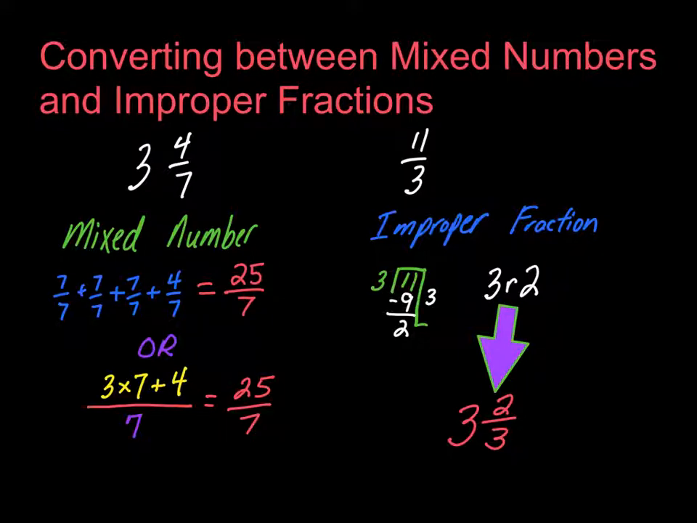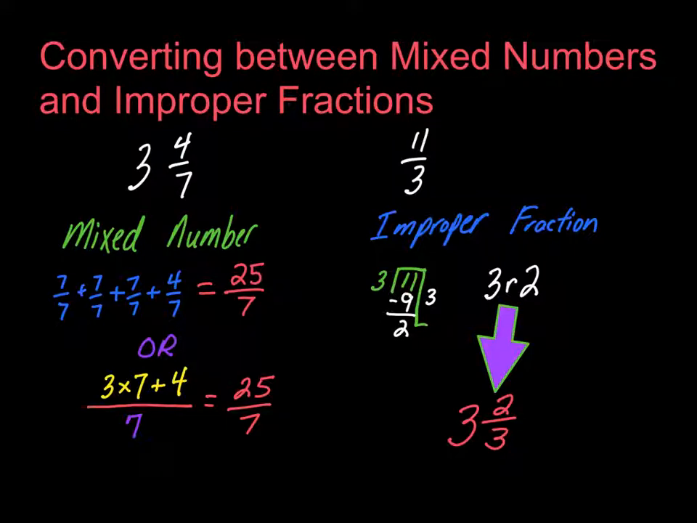Now going the opposite way would be taking an improper and making it a mixed number. You can see here we have 11/3, and that's a division problem. We are saying 11 divided by 3. So the 11 goes on the inside, the 3 goes on the outside. Quick division problem, we get 3 remainder 2.